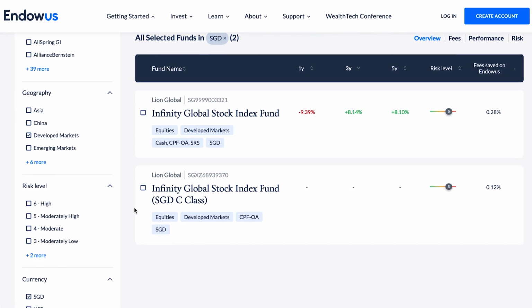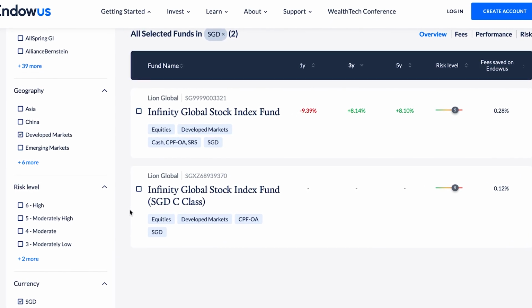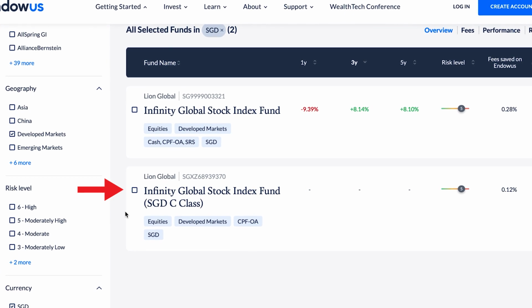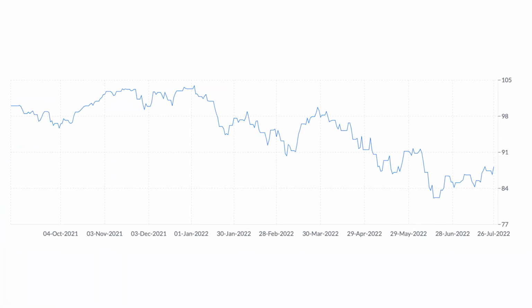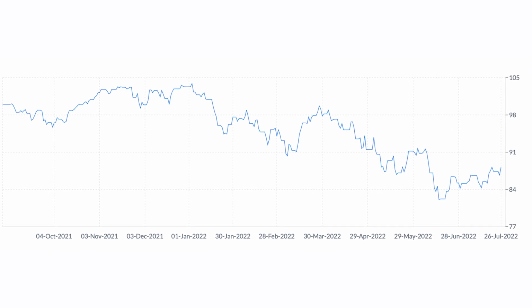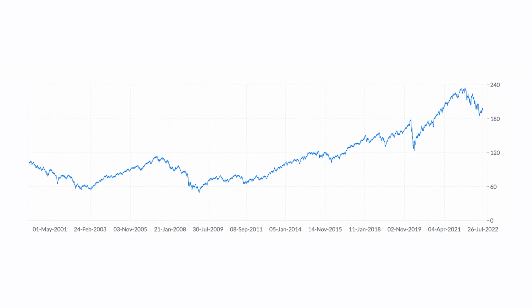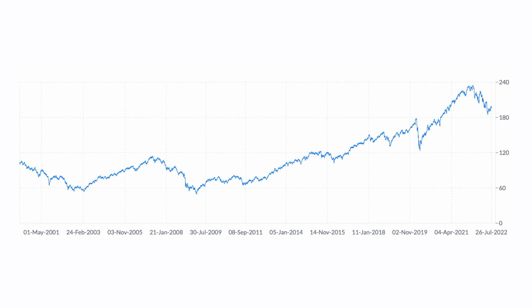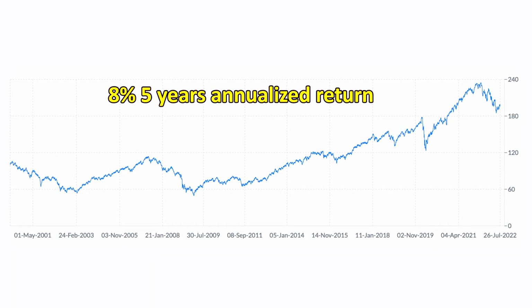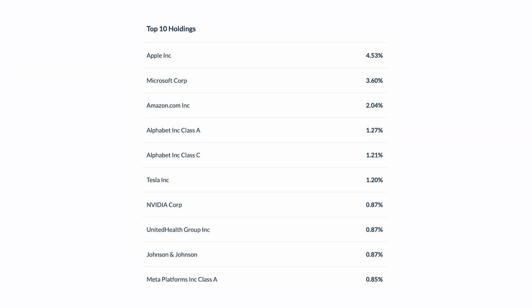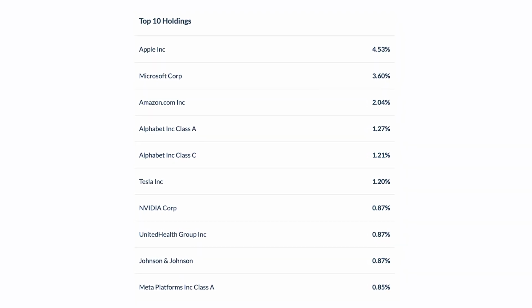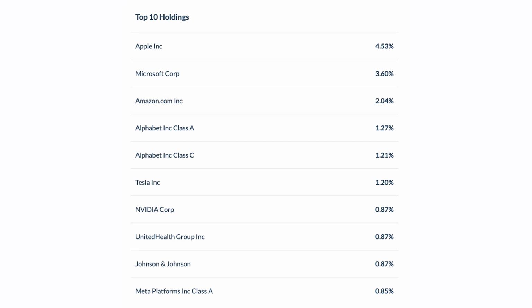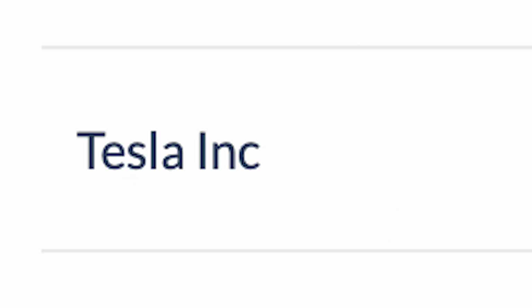Lion Global Infinity Global Fund. So just go for the one with the C class because the expense ratio is lower. This fund is still new, so you can't see the long-term return yet. But if you check the other fund without the C class, this fund gave about 8% 5 years annualized return. This fund invests in companies from developed countries around the world. You have top companies like Apple, Microsoft, Amazon, Google, and Tesla.